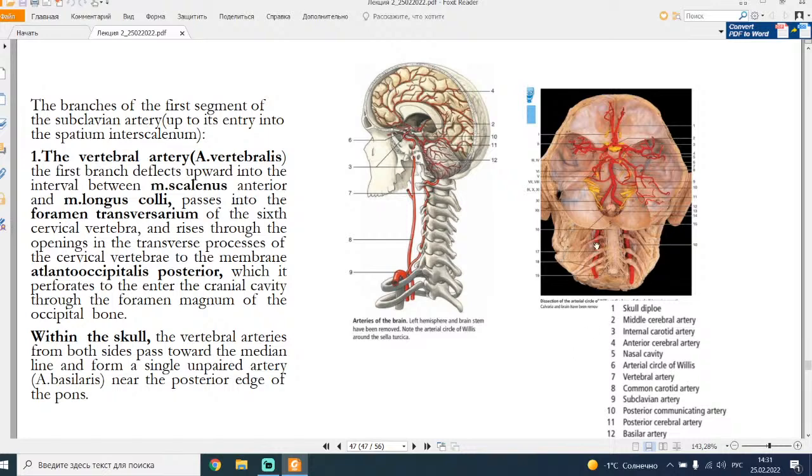Within the skull, the vertebral arteries from both sides pass toward the midline and form a single unpaired artery, arteria basilaris, near the posterior edge of the pons. This is the pons.